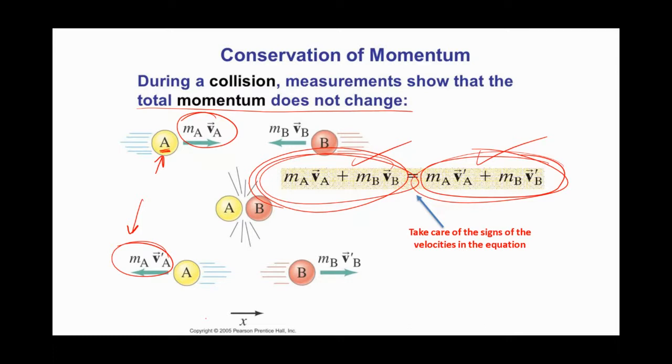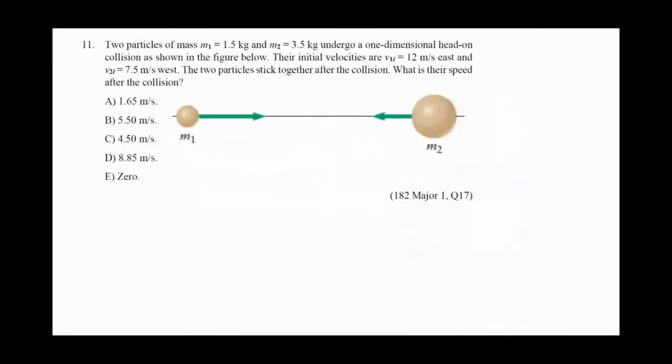Let's try to solve a problem. Two particles, mass 1.5 kilogram and mass 3.5 kilogram. They undergo a one-dimensional head-on collision, as shown in the figure. Their initial velocity is 12 meters per second east. So the first one has a velocity 12 meters per second east, so this one will have positive velocity. And the other one, 7.5 meters per second west, so this one will have negative velocity.